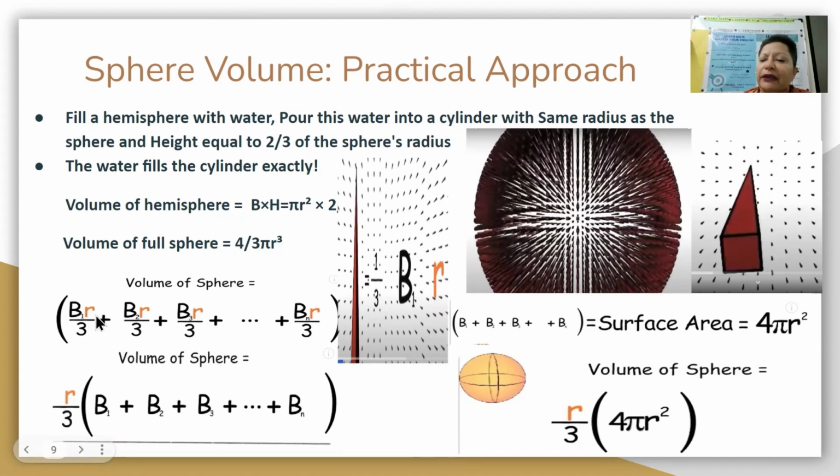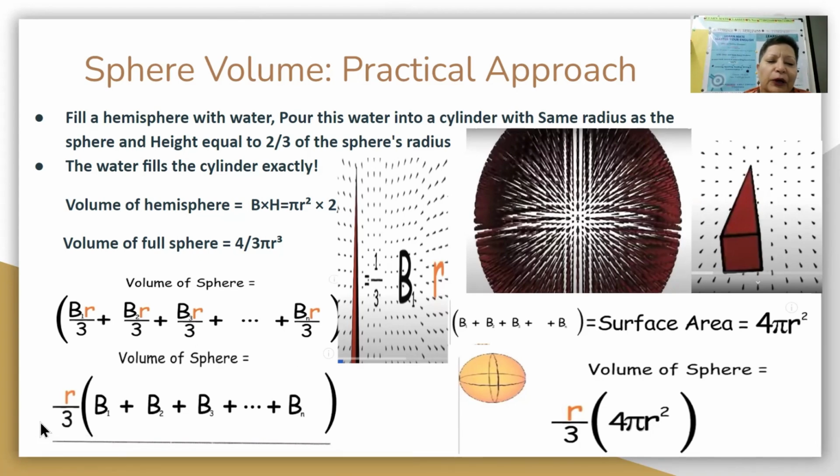So if I just look at it from here, for each of these pyramids, what is the volume of each pyramid? If I say the base of this one is B1, the height is R. We've already seen the volume of a cone is one-third base times height. So base 1 times R by 3. Similarly, for the second pyramid, base 2 R by 3, and so on. It continues up till the last cone, which is Bn R by 3.